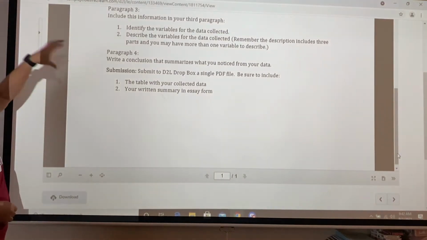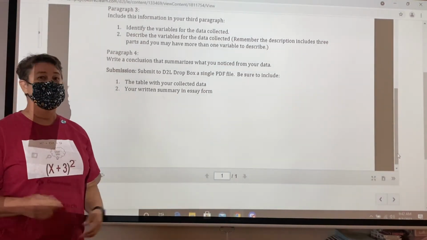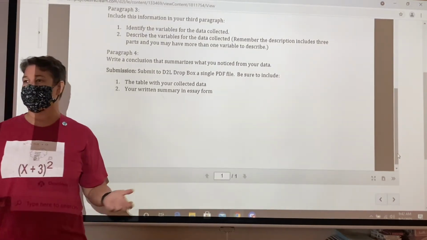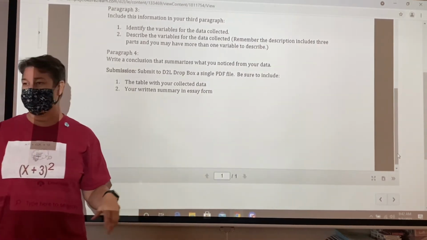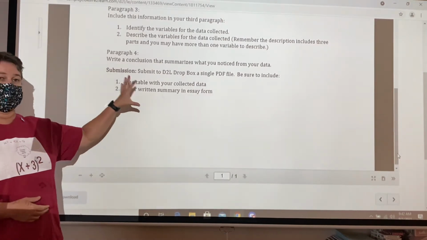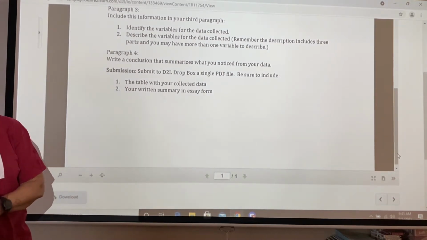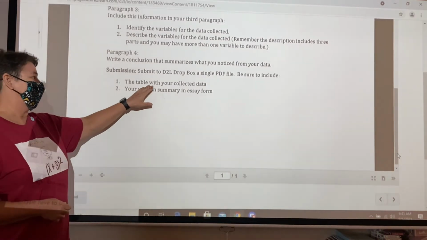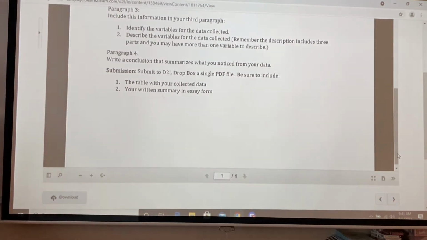And then in paragraph 4, I want you just to summarize what we did, what you noticed from your data. You know, I noticed that the people that I interviewed work a whole lot, or they don't work anything. I noticed that half of my people got vaccines and half of them didn't. Whatever it is you noticed. So conclude your paper with that summary and what you noticed from your data. And then you're going to submit it into Dropbox. Make sure you get your table with the data, and then write me that summary. Okay, so that's one application exercise we're going to do today.